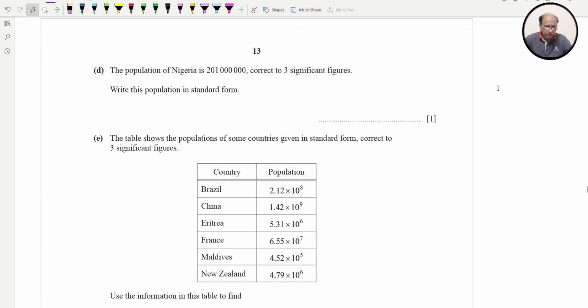Now we can move to the D part, and D part says the population of Nigeria is this much, correct to three significant figures, with population in standard form. So we have to provide the population in standard form, and standard form means the decimal should be after the first non-zero number. So how many jumps will we take? 3, 6, 7, and 8 jumps. So 2.01 into 10 raised to the power 8, because we are taking jumps to the left. If we are taking jumps to the right, it will be the negative power. So this is one more question which we have done.